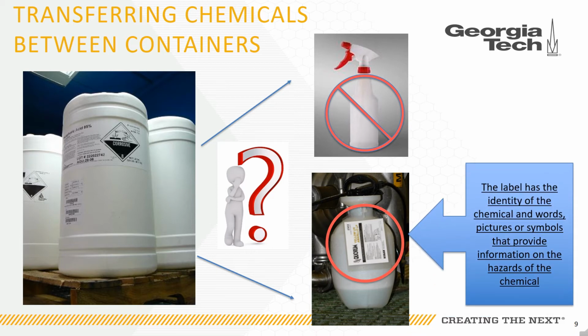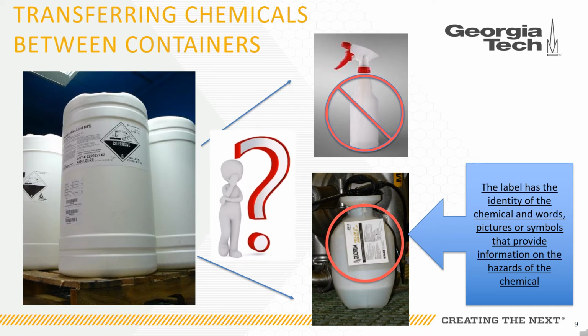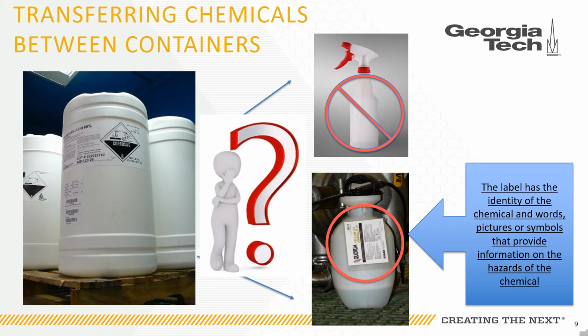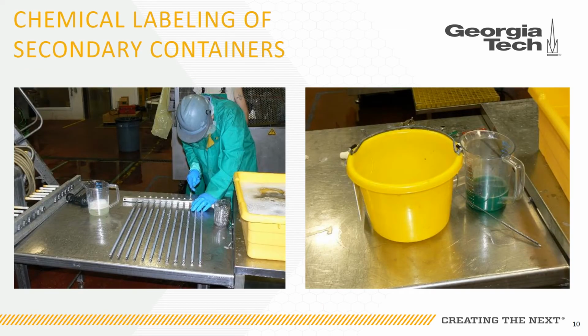The label must have the identity of the chemical and either words, pictures, or symbols that provide information to the user about the hazards of that chemical. Always contact your supervisor for assistance first before making the transfer. They should be able to supply you with the correct container. Let's look at this situation.